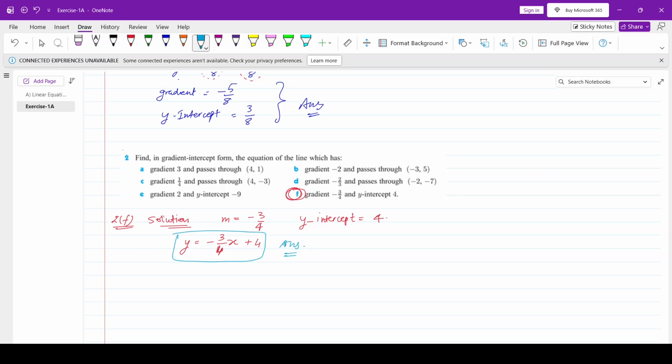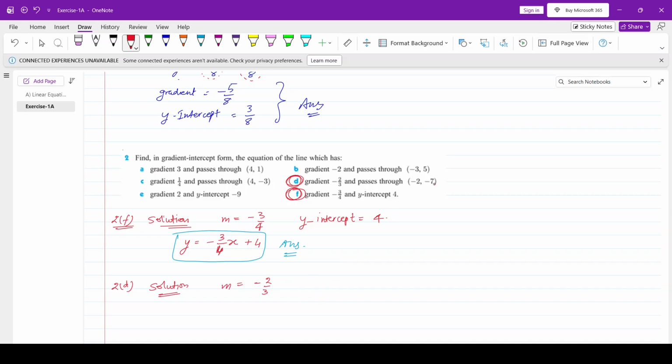This is our answer. Now I see there are two forms of questions, so I will also be solving this one. Here the gradient is equal to -2/3 and the line passes through (-2, -7).